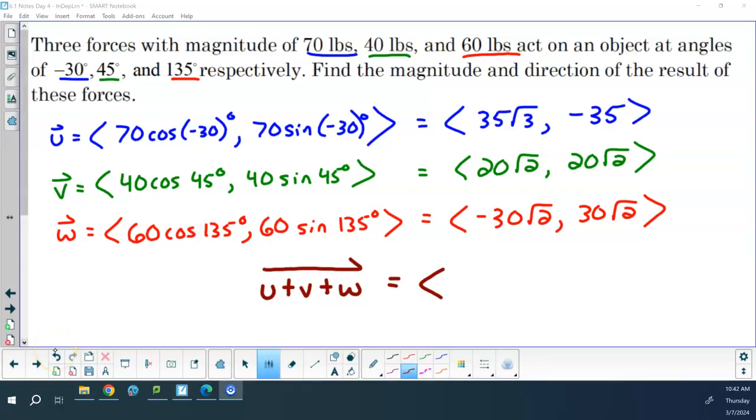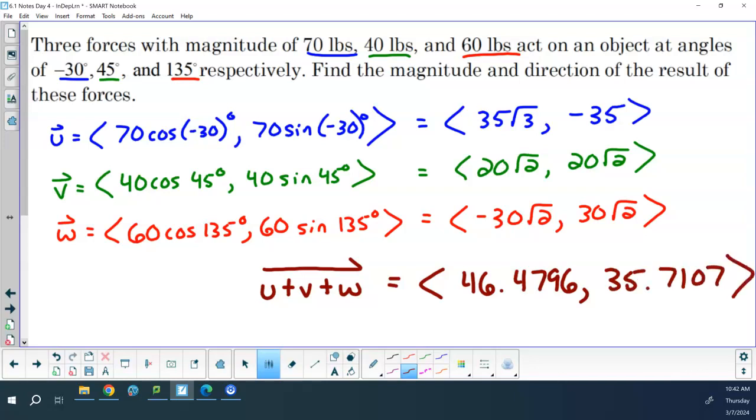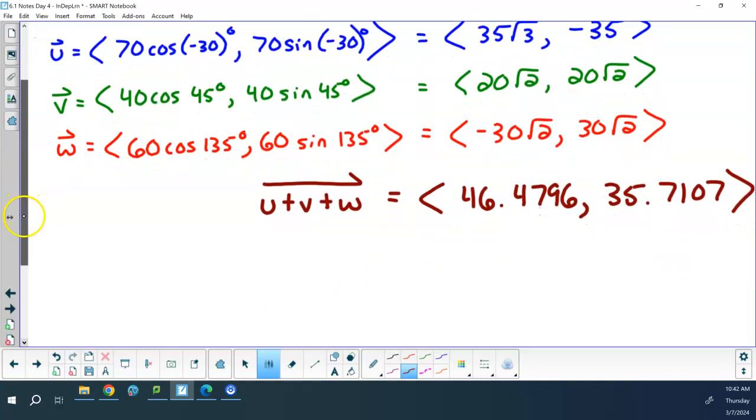When I add up the three horizontal components, I get 46.4796, more the merrier here. And when I add up the verticals, I get 35.7107. I have them stored on my calculator as their exacts, which makes it easier.